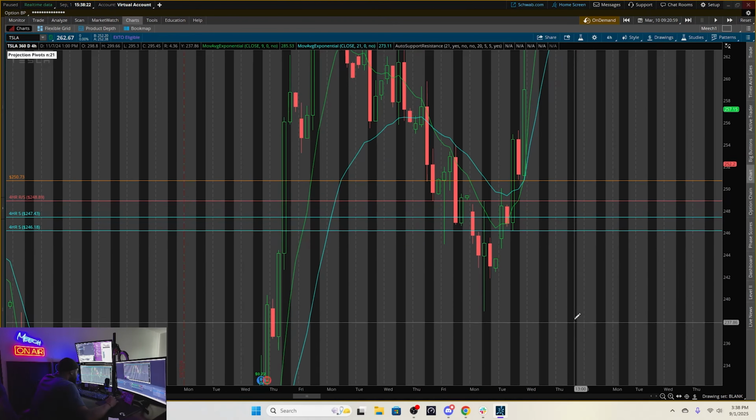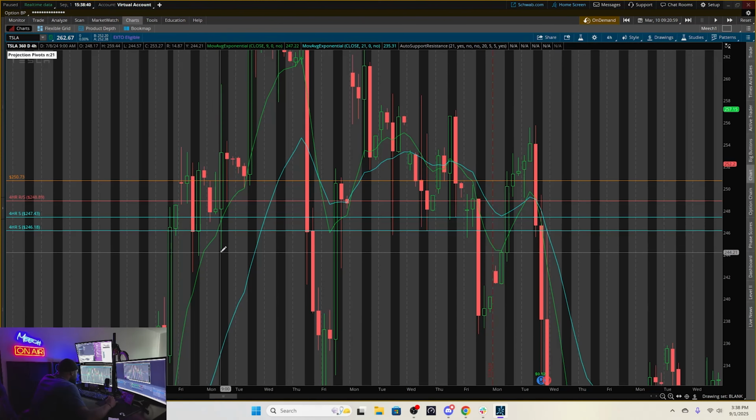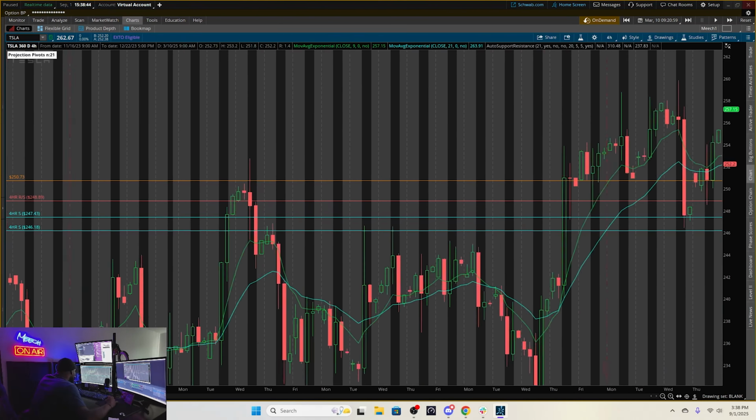Let's go, see what's next. Boom, lines up with this resistance also. Let's see. No. We'll go back a little bit more. I don't want the supports to be too close to each other. This is fine. 245.36.